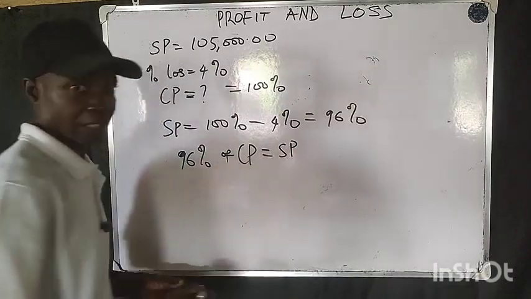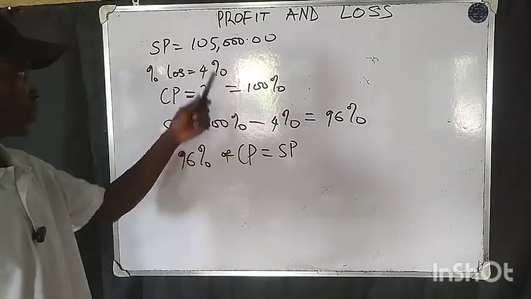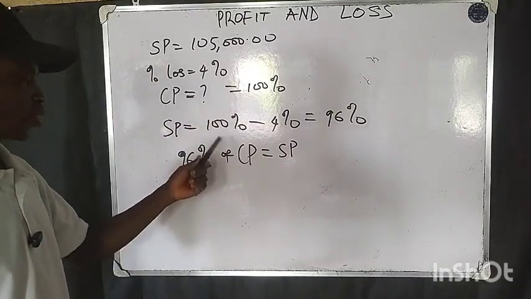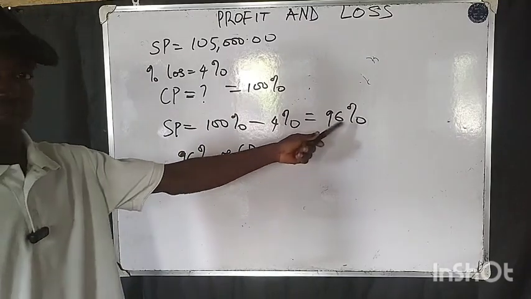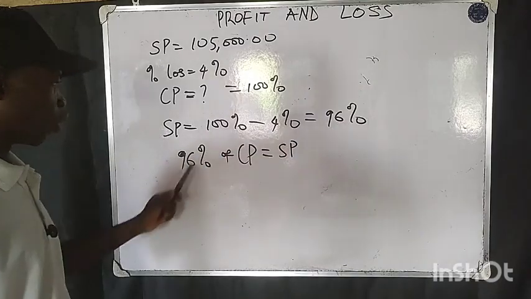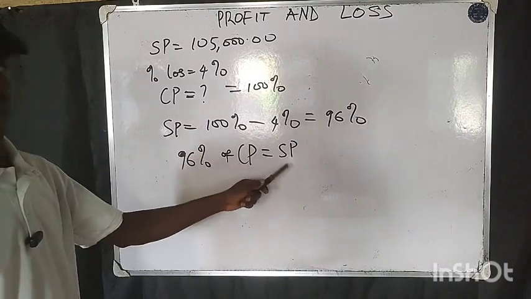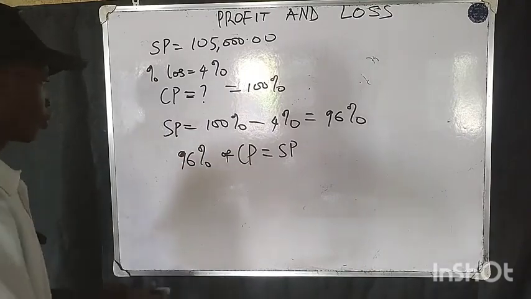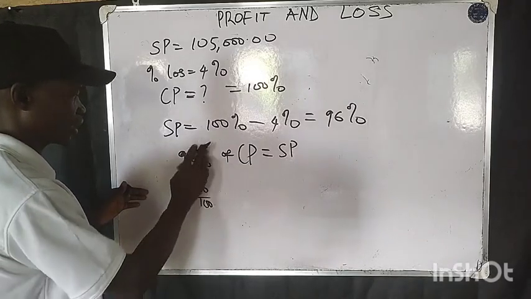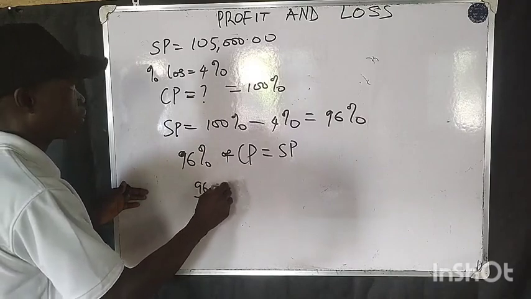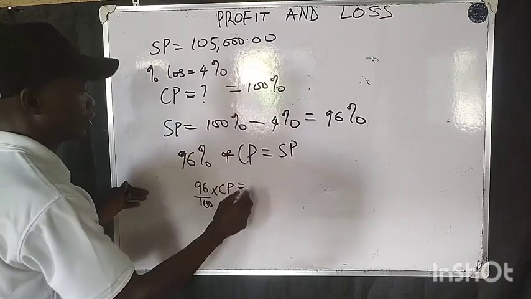This is the cost price. It did not sell up to 100%. It sold at a loss of 4%. So the selling price is now 96%, so 96% of the cost price is giving us the selling price. So we say 96 over 100, that is 96%, times cost price, which is not known, equals selling price, which is known.